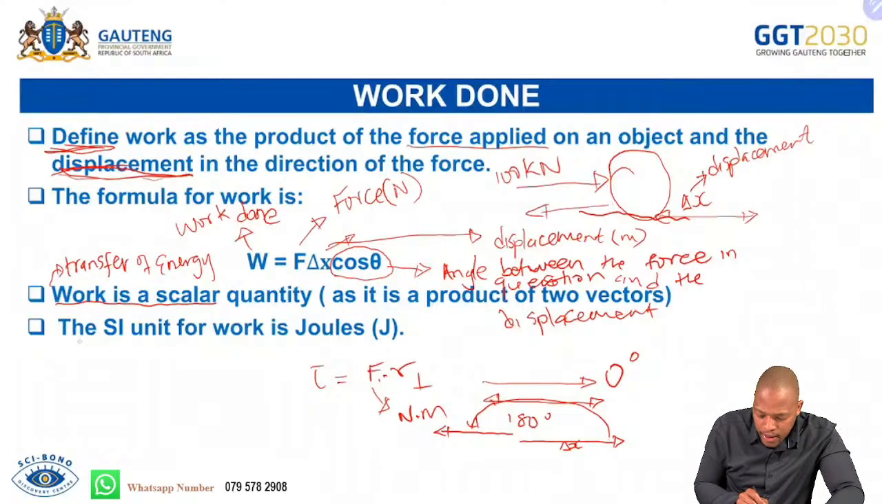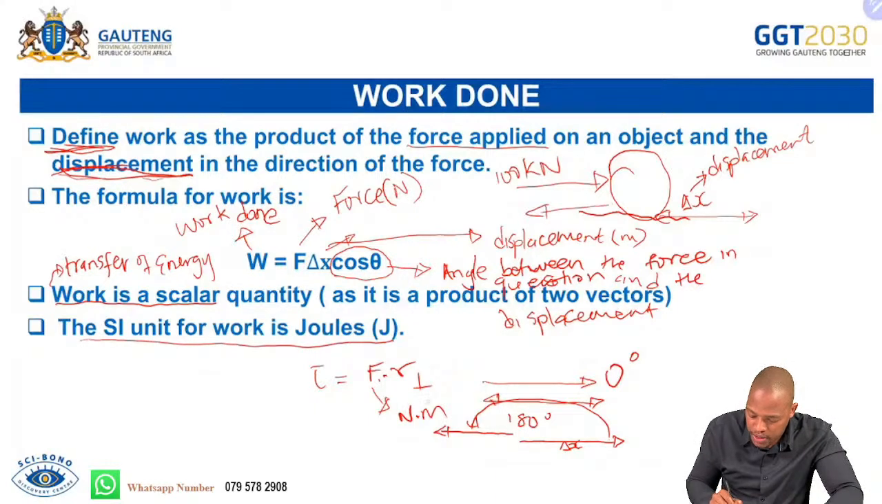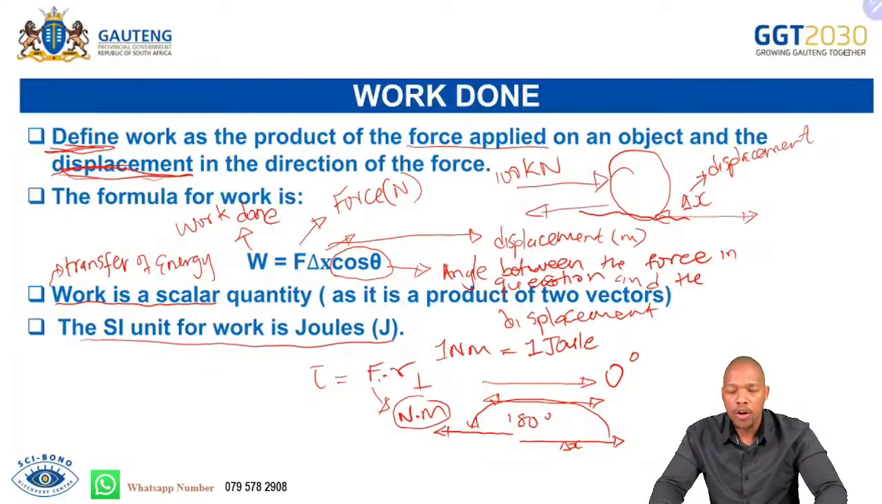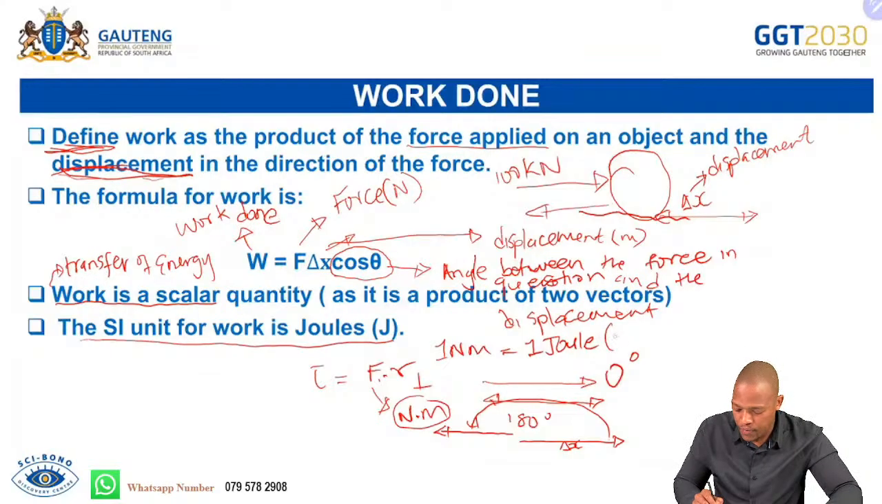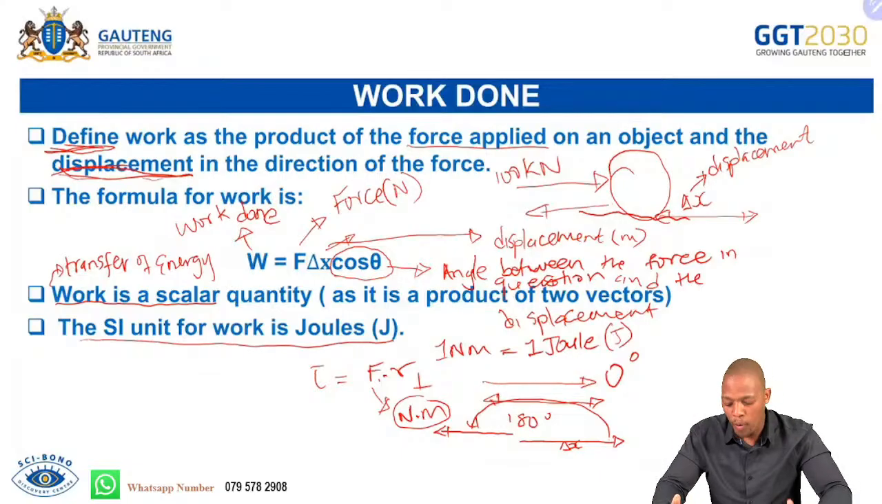Okay, and the SI unit from that is newtons times meter. 1 newton meter is equivalent to 1 joule. Okay, so the SI unit that we use for energy is joules, grade 12, not newton meter, even though it will not be wrong, but we use joules for the SI unit.